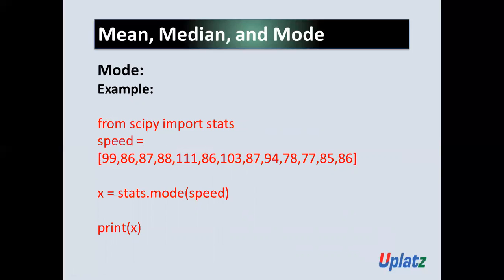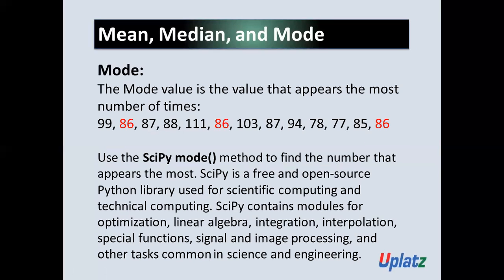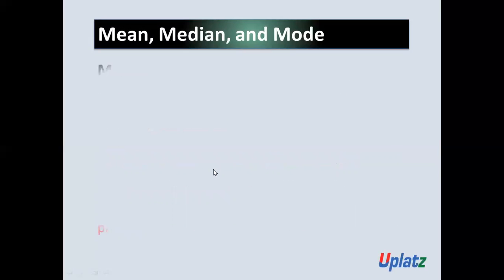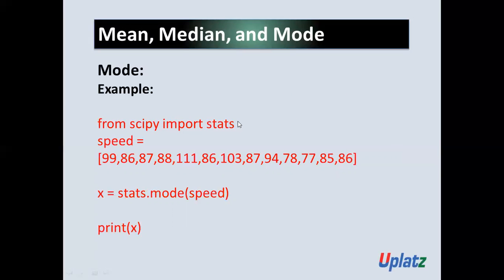Now to find the mode, write stats.mode and supply the data. The result of this you can assign to a variable and you will find the mode. The mode value is the value that appears the most number of times in your data. So you are going to use SciPy, and from SciPy you need to import stats. Then use the method stats.mode, supply the data into that, and assign the result to a variable and then print it.